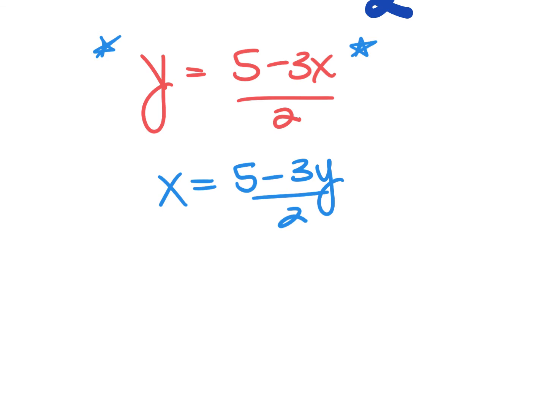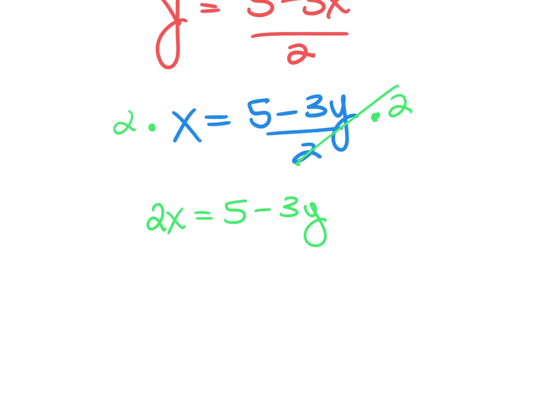Yes, be confident with it. What do we do? Multiply both sides by 2. Good, we've got to get that denominator away. So this becomes 2x equals 5 minus 3y. Great. Now what? Ooh, very good. Subtract the 5.